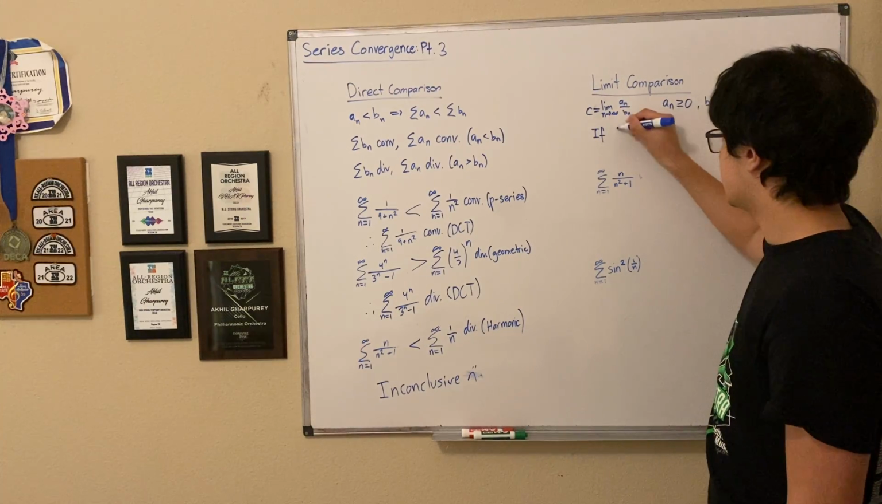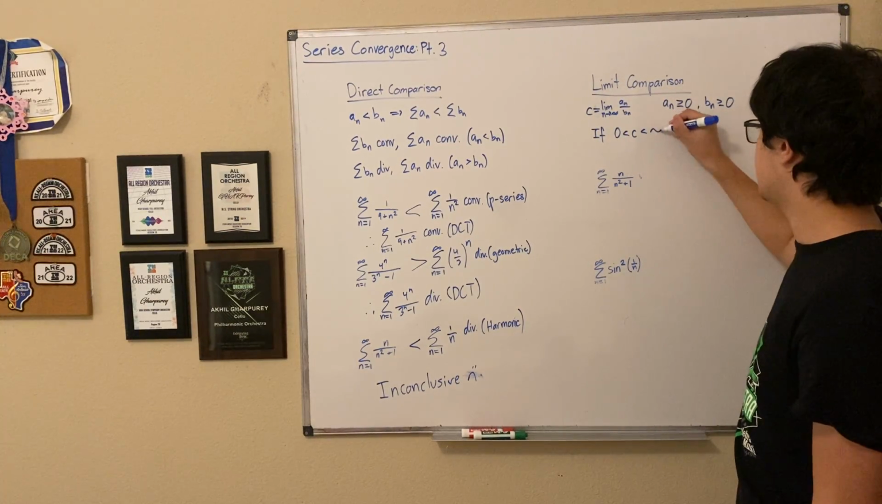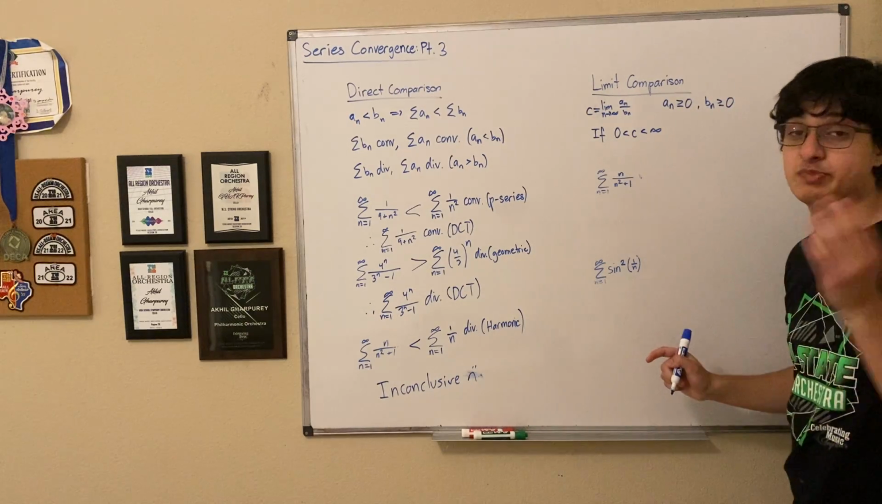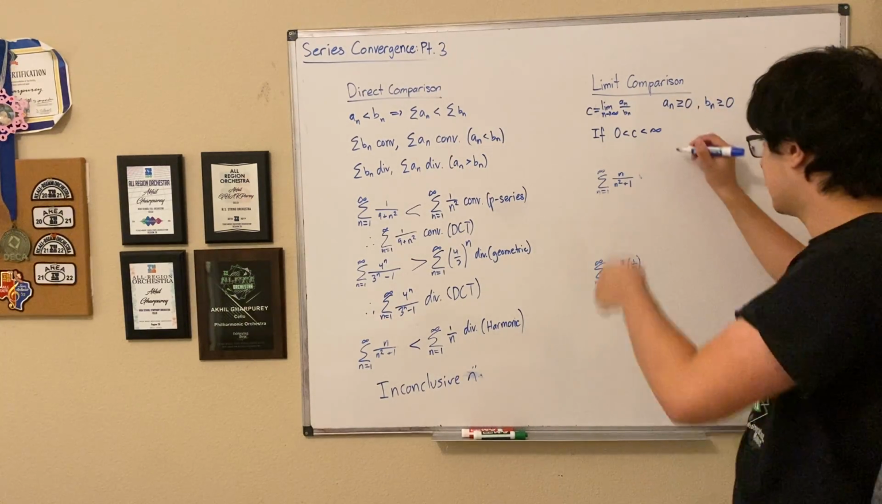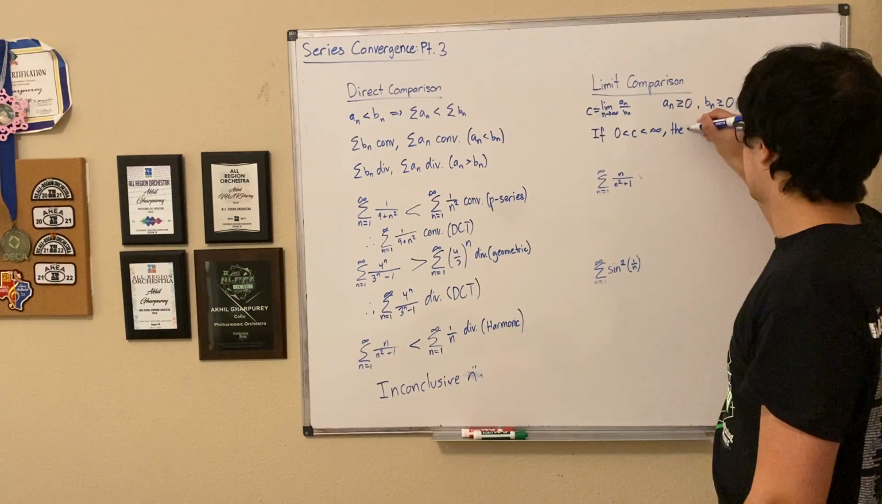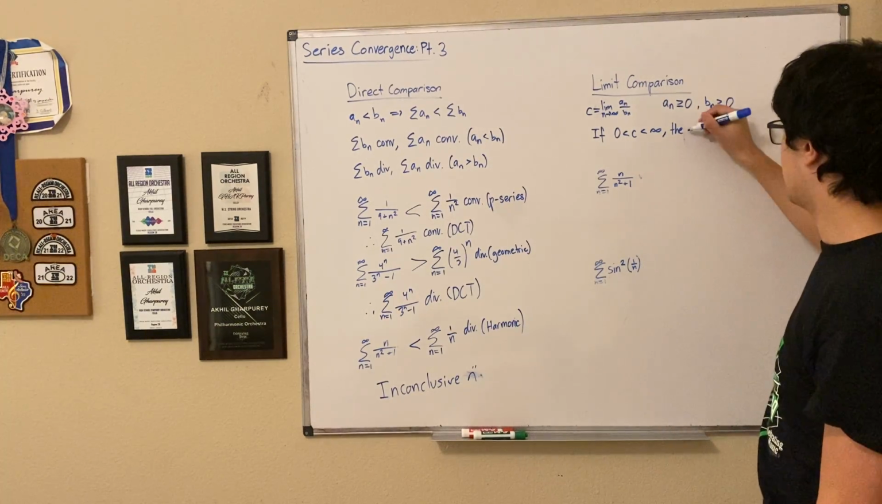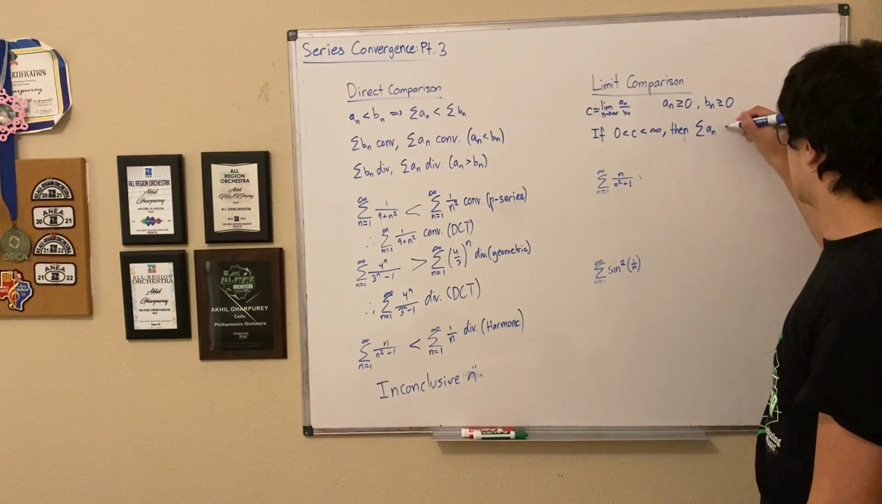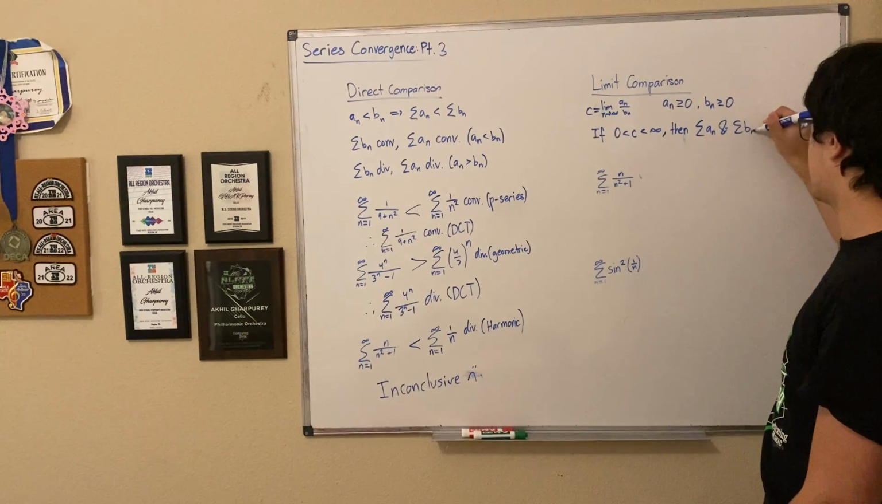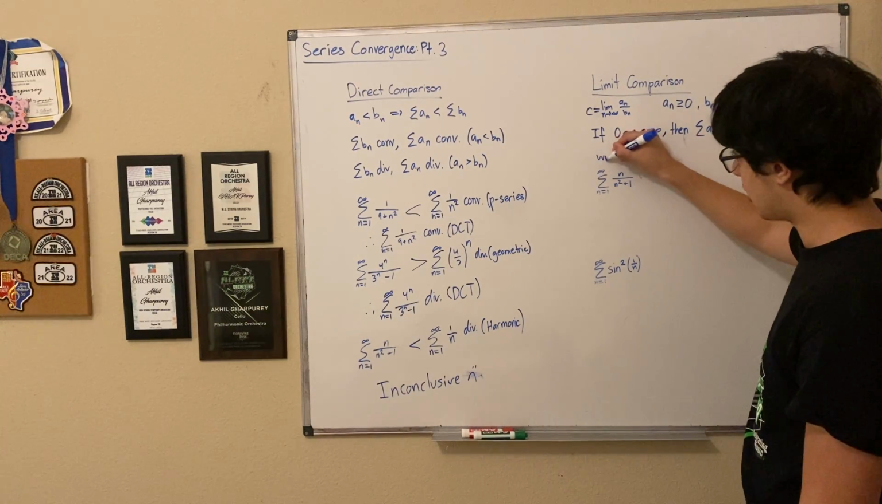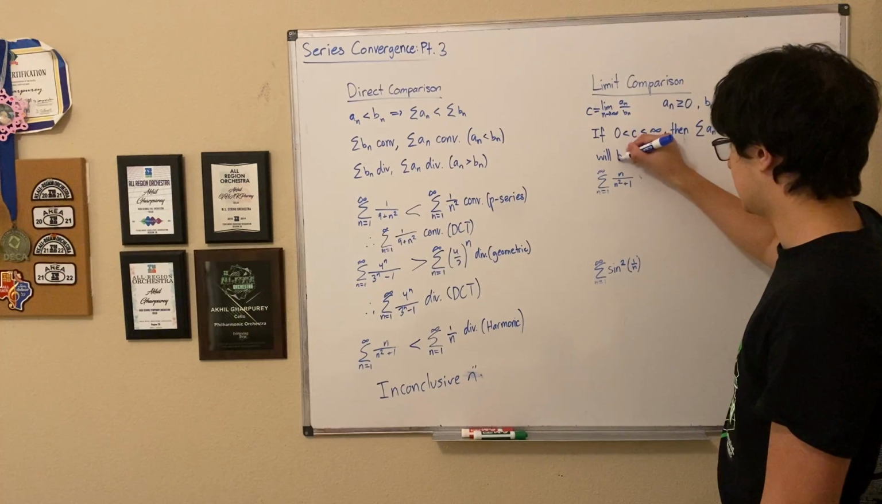Now here's the rule here. If c is both positive and finite, in other words, if c is between 0 and positive infinity, then the series for a sub n and the series for b sub n will both converge or both diverge.